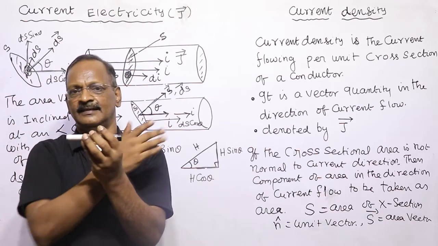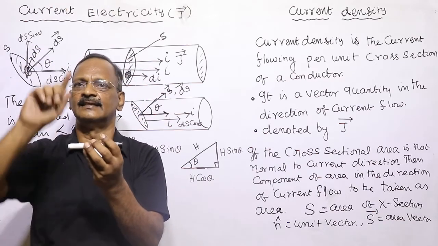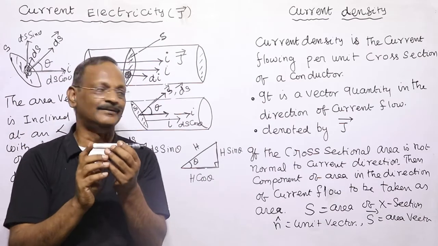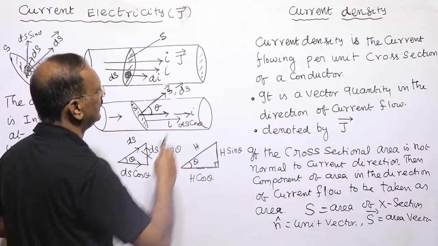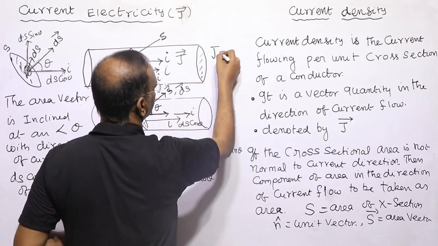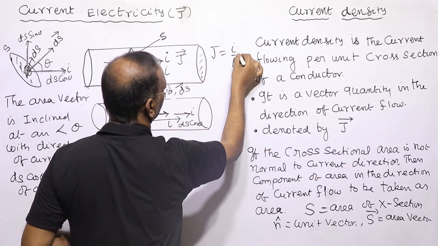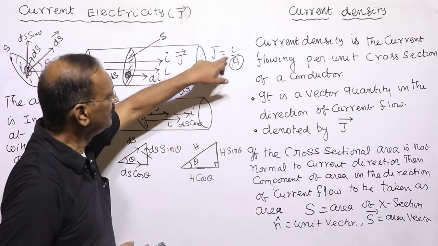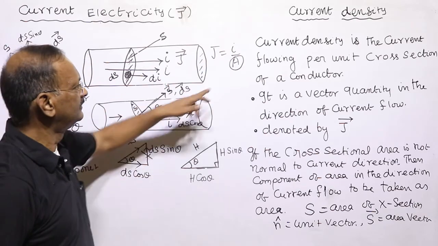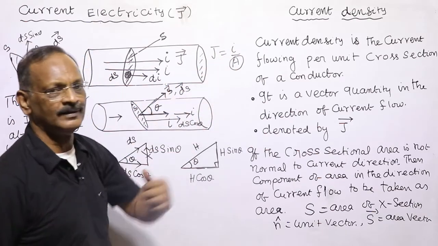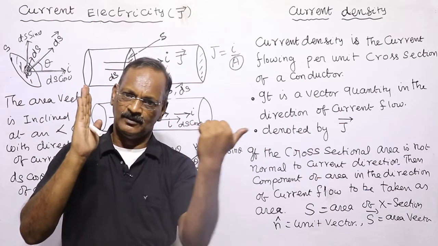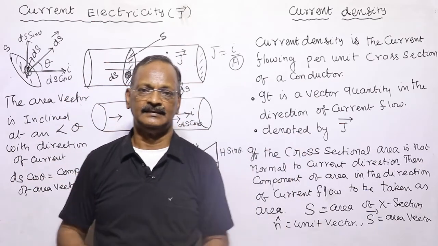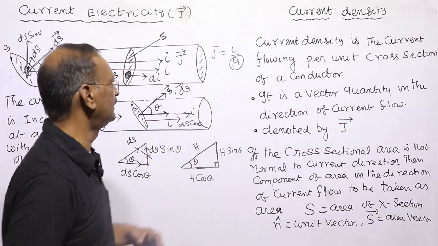So ds cos theta is in this direction, ds sin theta is in this direction. We don't need this one. So ds cos theta is the area vector. We have to use this because current density is equal to I by area. The area should be perpendicular to the current direction, and ds cos theta is the component along the direction of current.